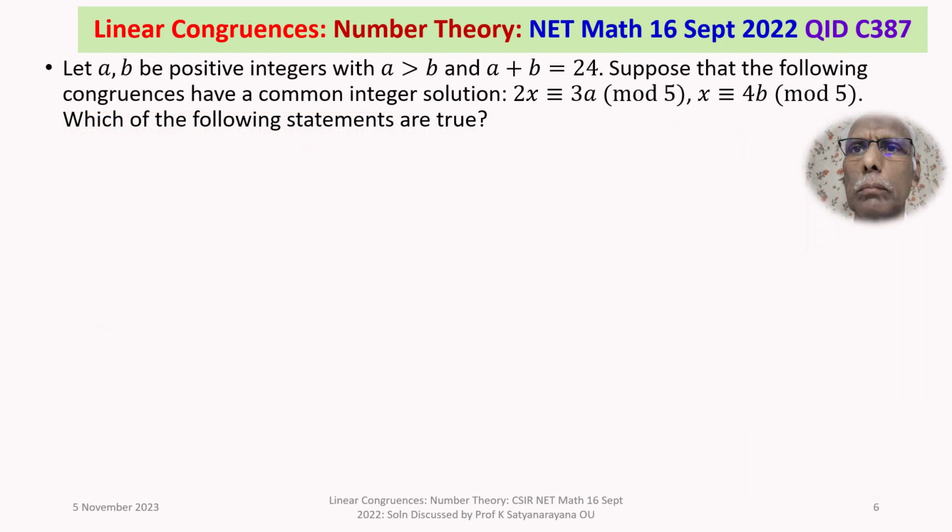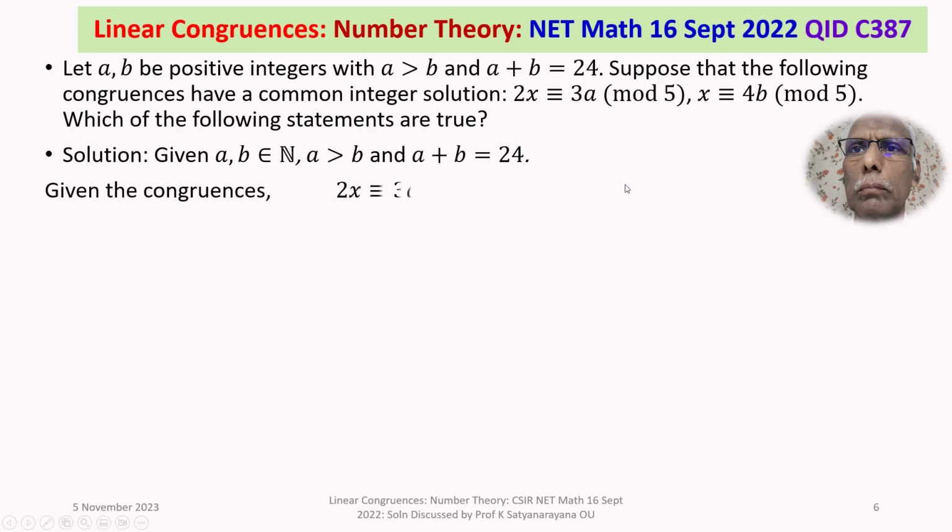We now discuss the solution of the problem in detail. We are given a, b, both are natural numbers, that is positive integers, a greater than b and a plus b is equal to 24. We are given two congruences, and that is 2x is congruent to 3a mod 5 and x is congruent to 4b mod 5, and it is given that these two congruences have a common integer solution.